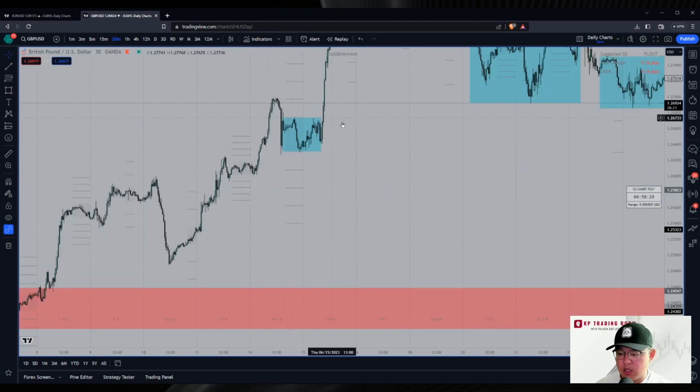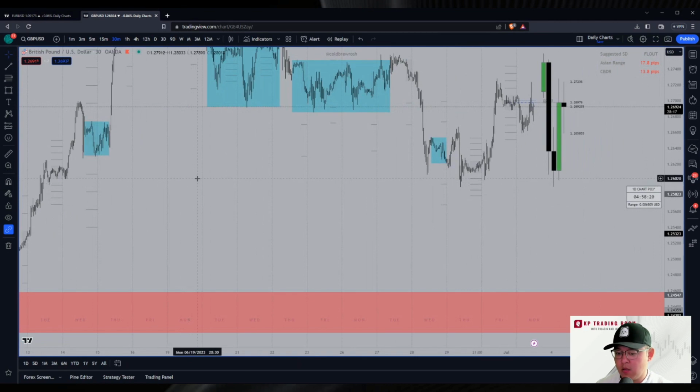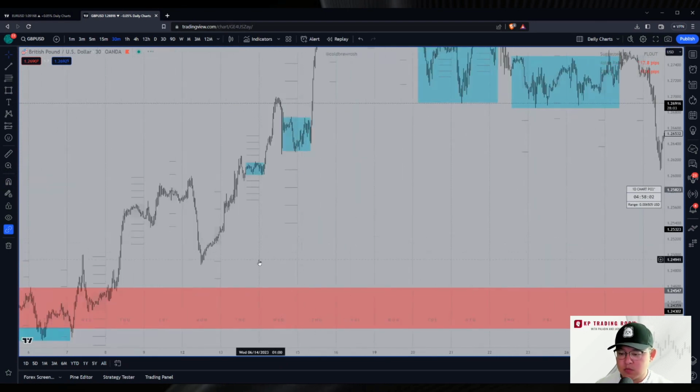So that is our accumulation. And then same thing down here. Do we ever get back down there? Yep. So this block of orders right here, this is our AMD power of three: accumulation, manipulation, and then distribution. So they distribute all the way down to take these orders out.